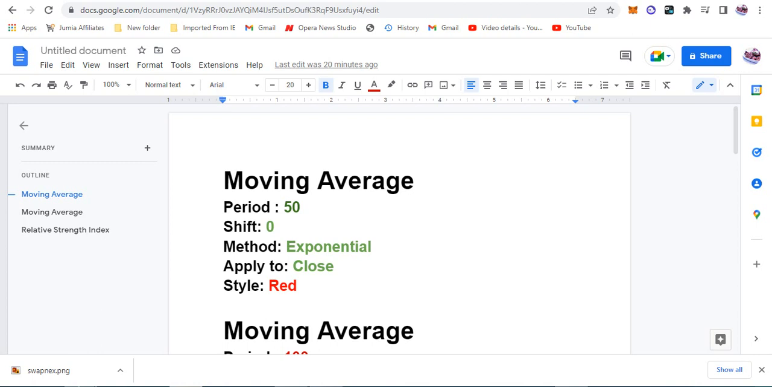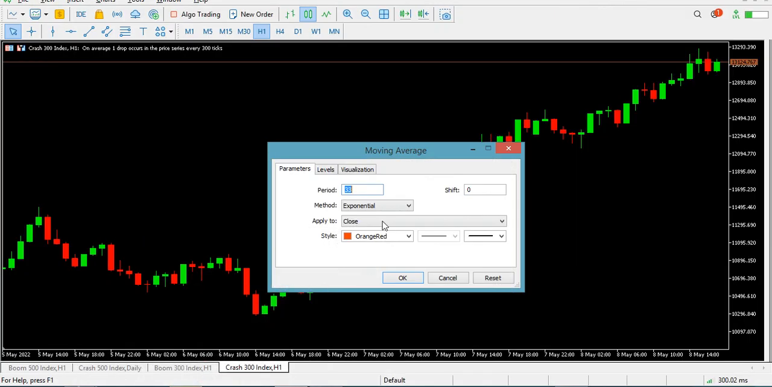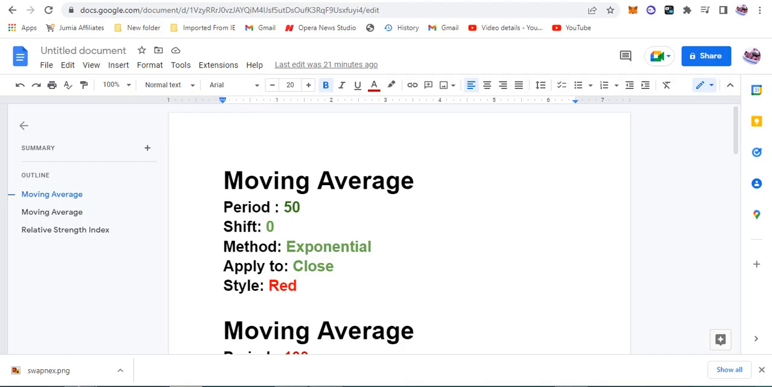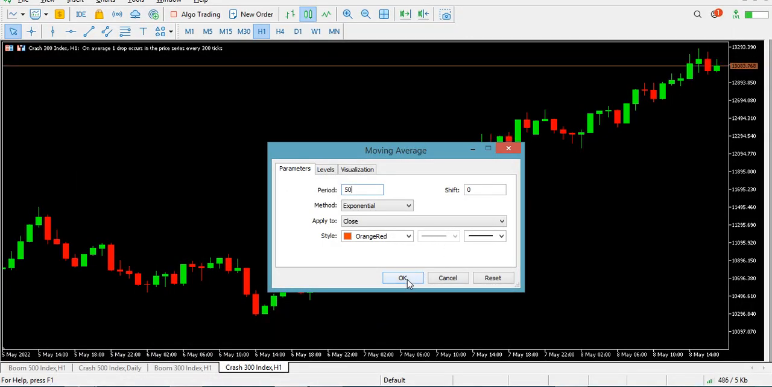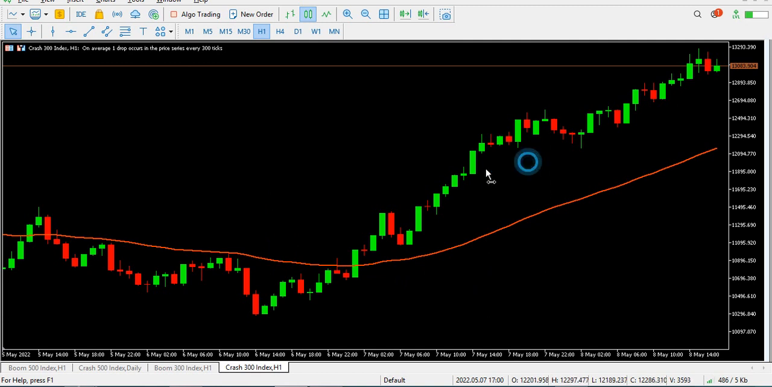I showed you guys the details the other time. The first one is period 50, shift 0. Our method is exponential, apply to close, and the color is red. So the period is going to be 50. It is exponential, shift 0, apply to close, and the color is red. Let me check once again to be sure. The color is red. I'll just click on that, and here we have our 50 moving average.